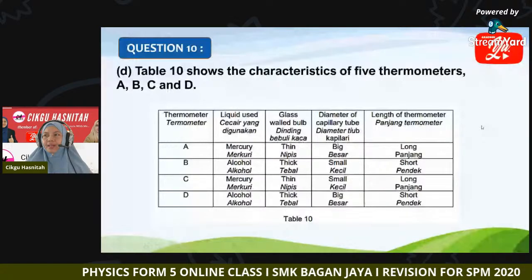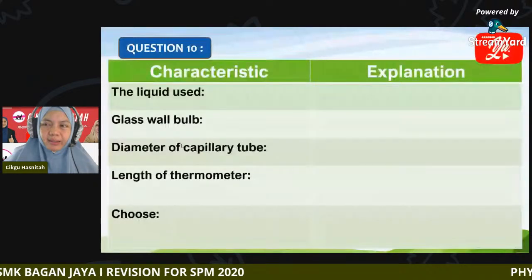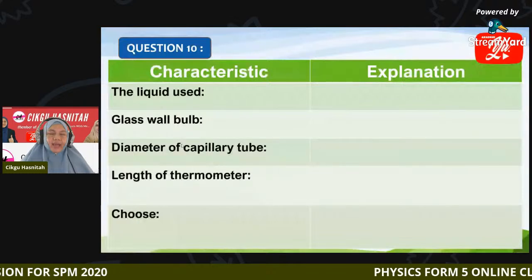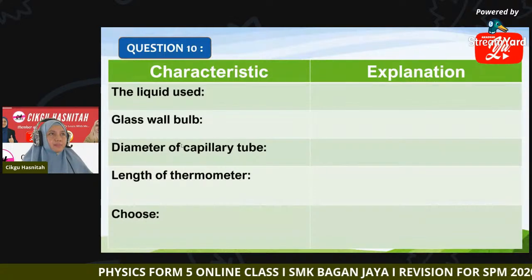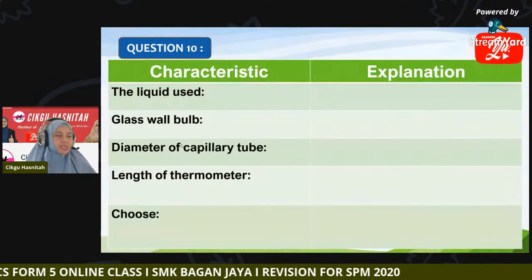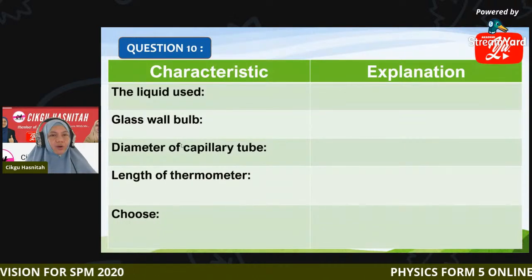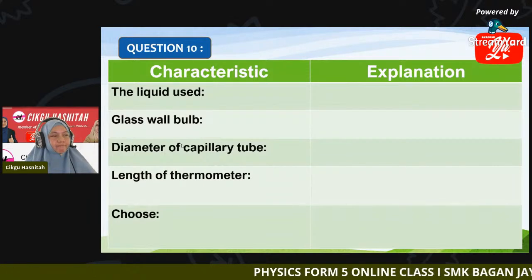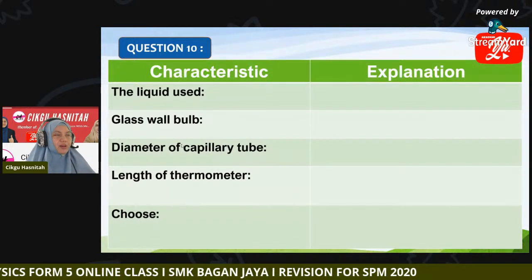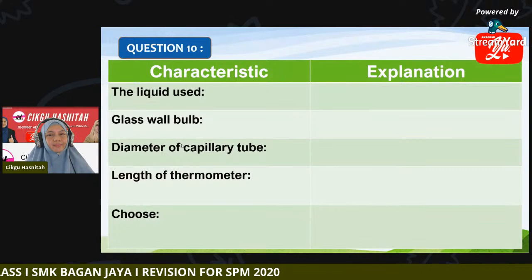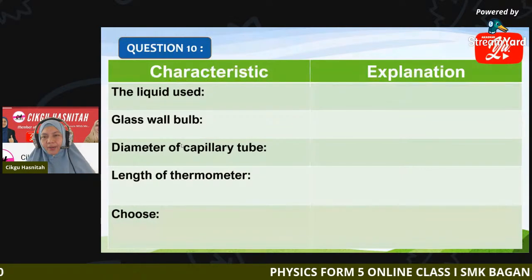Okay, so first, as usual, we can build our table of characteristic and explanation. First, the liquid used. Mercury or alcohol, which one is your choice? What do you say, the liquid used, mercury or alcohol? Does anyone choose mercury? Anyone choose alcohol?